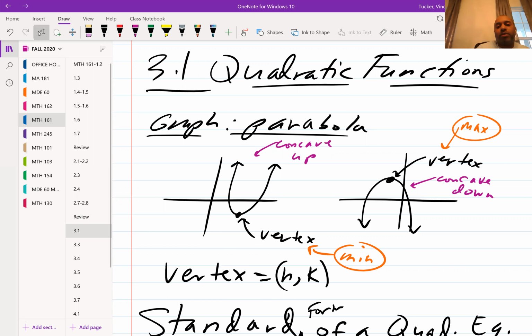If it opens down, an upside down U, that's considered concave down, making your vertex the largest value, and that would be your maximum.